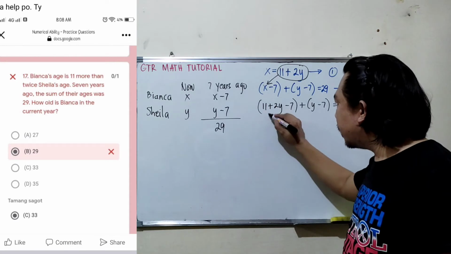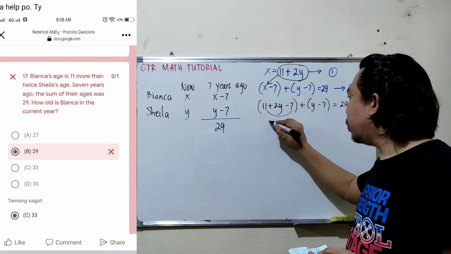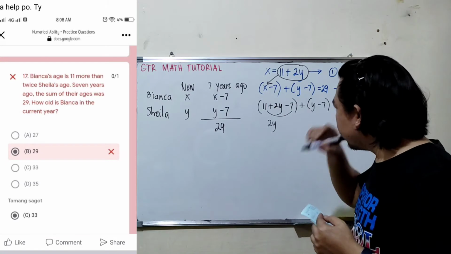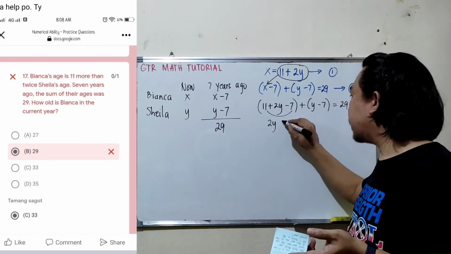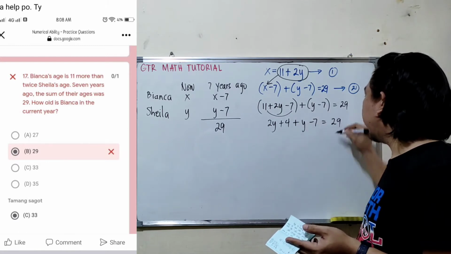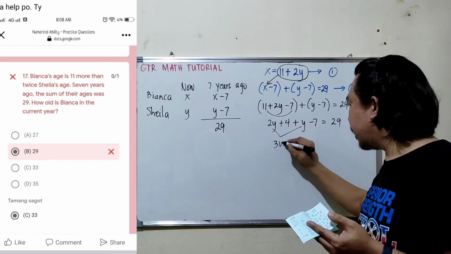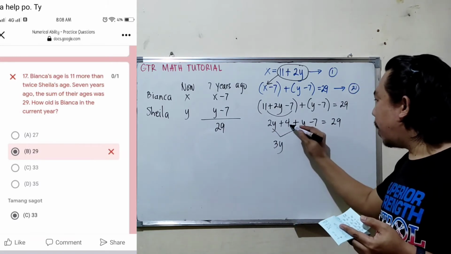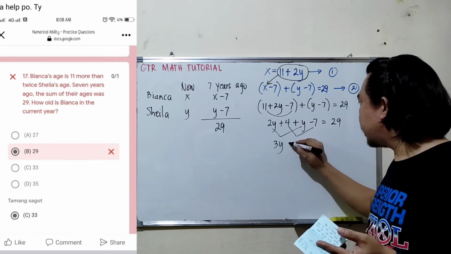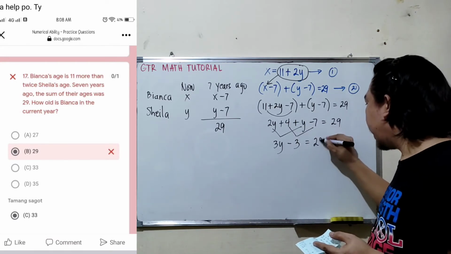So, simplify lang natin. Combine natin si 11 and negative 7. That is equal to, so we have 2y, 11 minus 7. So, that is equal to, ilan yun? 11 minus 7. So, that is positive 4. Plus y minus 7 equals 29. Okay, so combine like terms 2y plus y, so that is 3y. So next, 4 minus 7, so negative yun, no? So 4 minus 7, that is negative 3 equals 29.